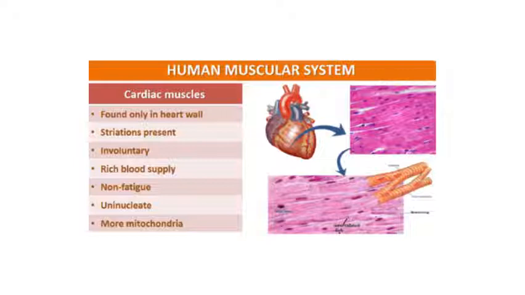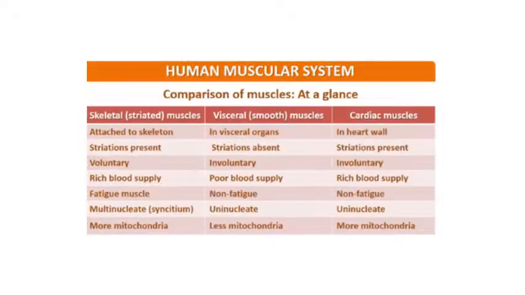That means they will keep working till the person is alive. If the cardiac muscle stops working, then the heart stops. They are also uninucleate and they have more mitochondria because they are constantly beating.